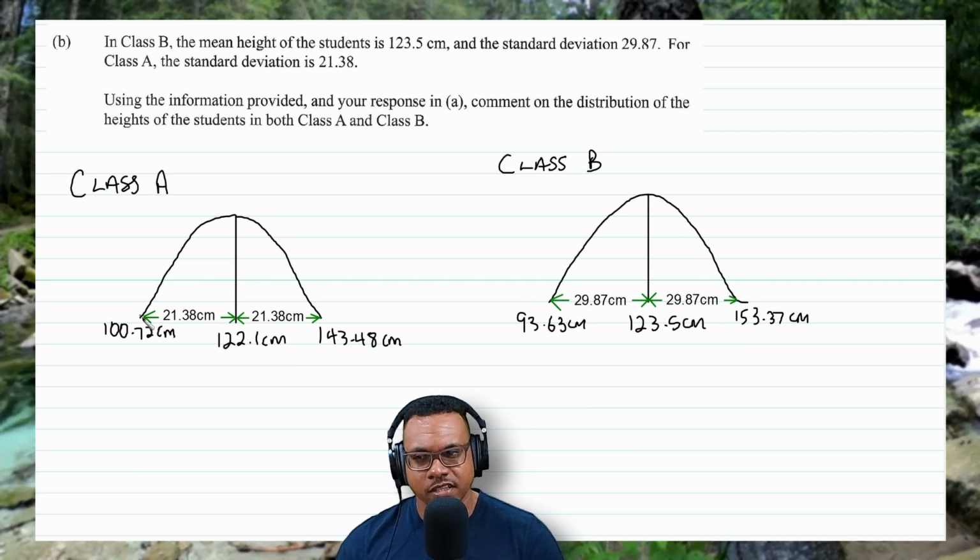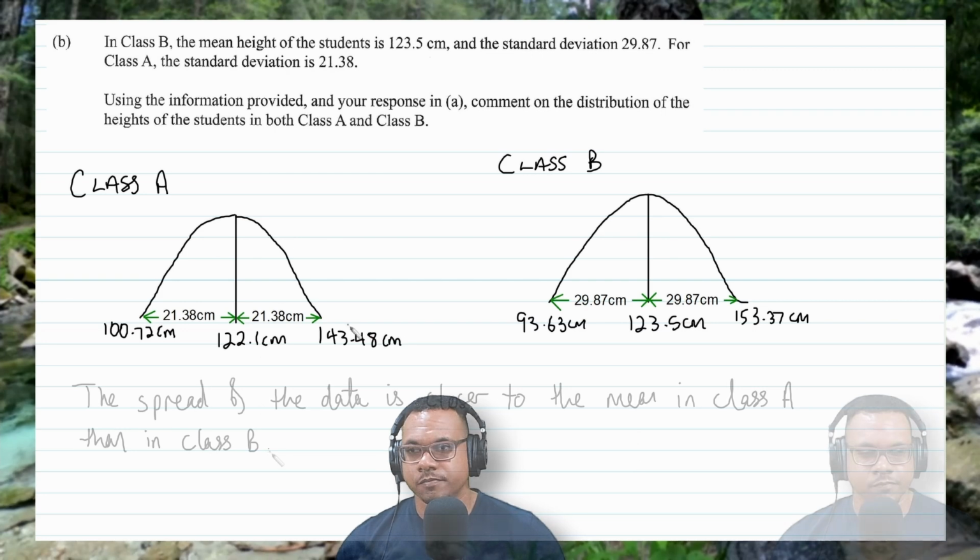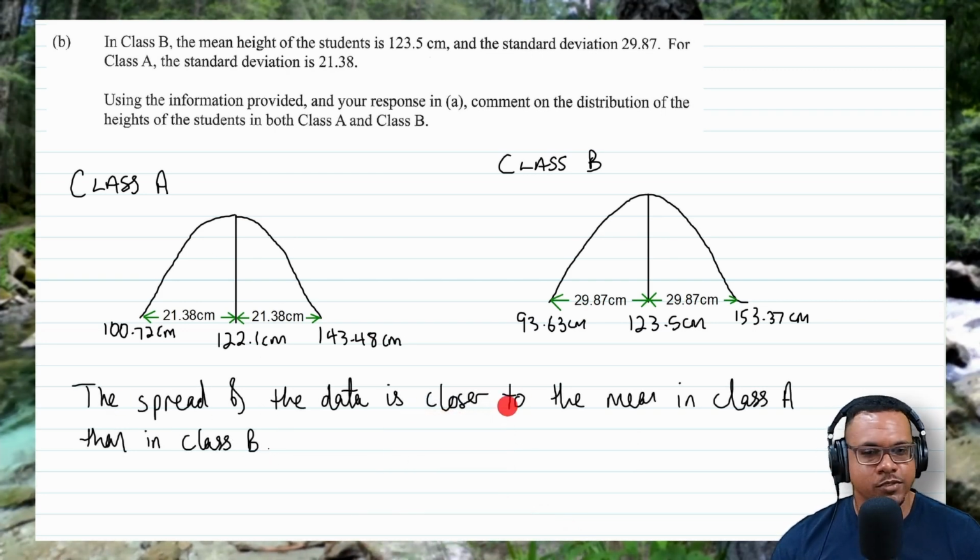So what you notice about the spread of the data for class A as opposed to class B is that the spread of the data away from the mean is a lot closer in class A as opposed to class B. The question says, using the information provided and your response in A, comment on the distribution of the heights of the students in class A and class B. So the comment that I'll make is that the spread of the data in class A is a lot closer to the mean as opposed to class B. So here I have it: the spread of the data is closer to the mean in class A than in class B. That will be a comment on the distribution of the heights.